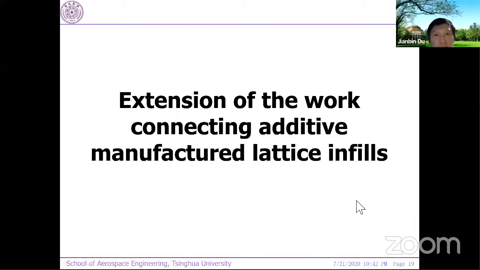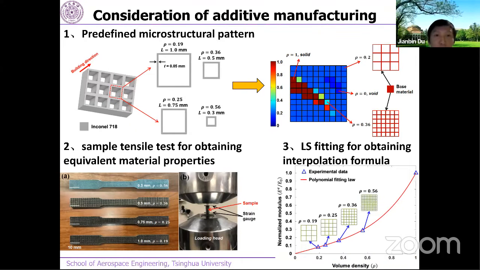Okay, now finally, I will give a brief extension of the work connecting to additive manufactured lattice infill. To do this, we need several steps to generate a modified design process. In step one, a predefined microstructure pattern is introduced instead of a freely designed one because it is easy for manufacturing. For example, here we choose a cell with a rectangular hole in the center, and the size of the hole is designable, which corresponds to variation of the material volume density of the macrostructure.